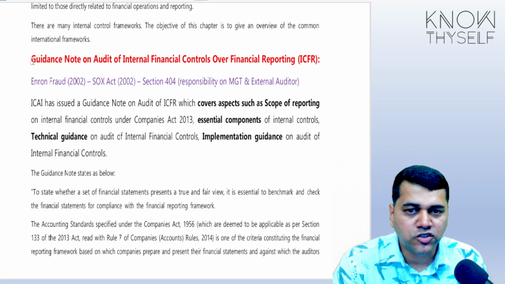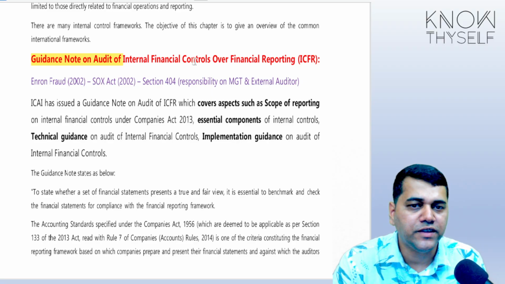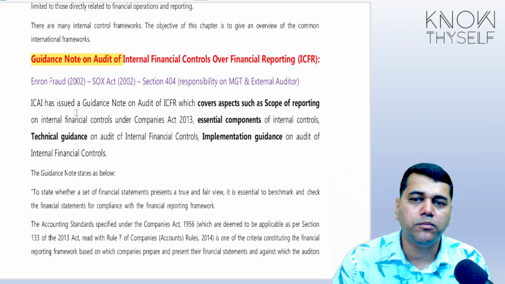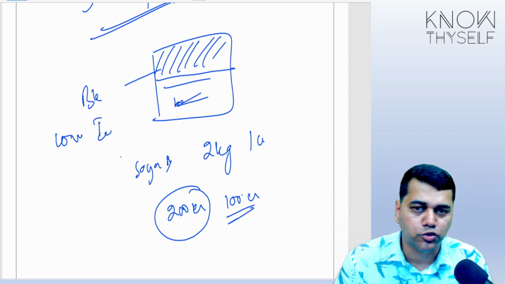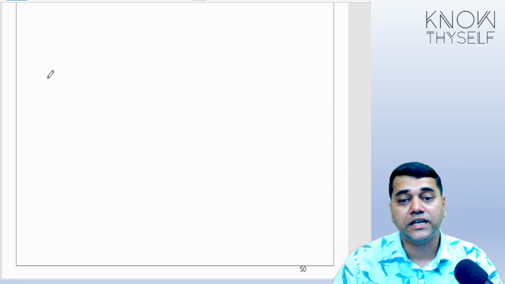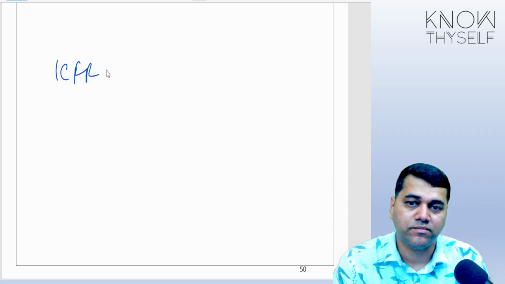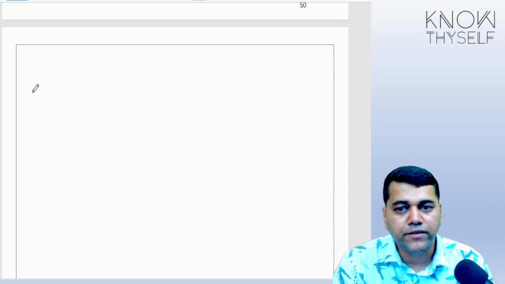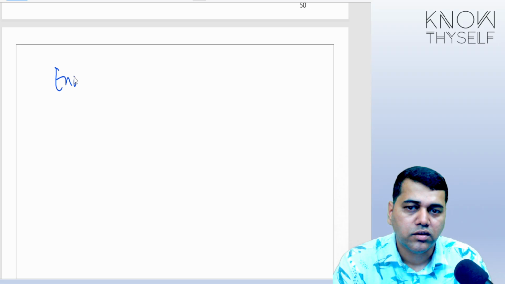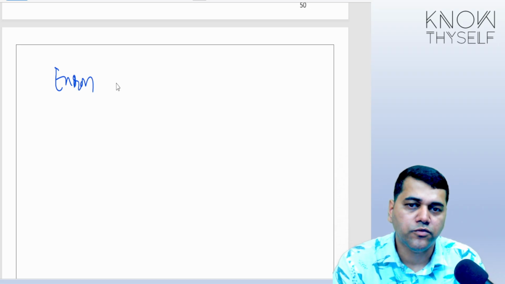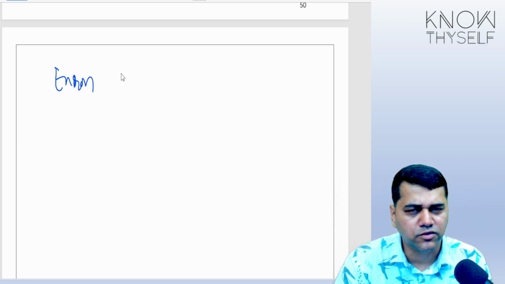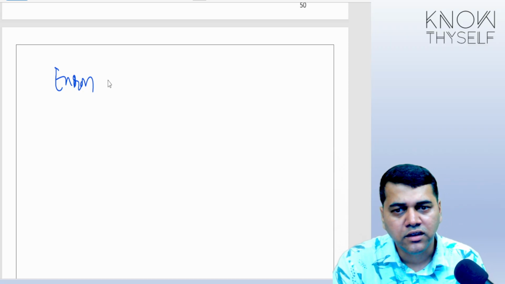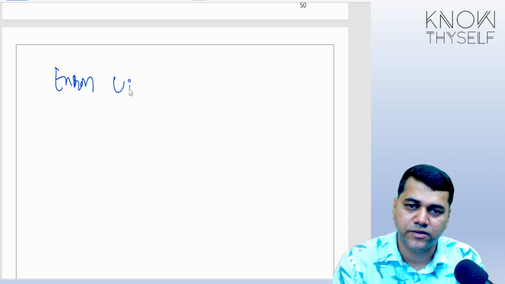One, guidance note on audit of internal financial controls over financial reporting. For this guidance note, I have to take you back to 2002, students, from where these guidance notes on internal financial reporting, ICFR, came. What is the concept of this? See, for consecutive years, Enron was the number one company. It's a very huge company, like we can call it Reliance Industries in India, a very big company in the USA.